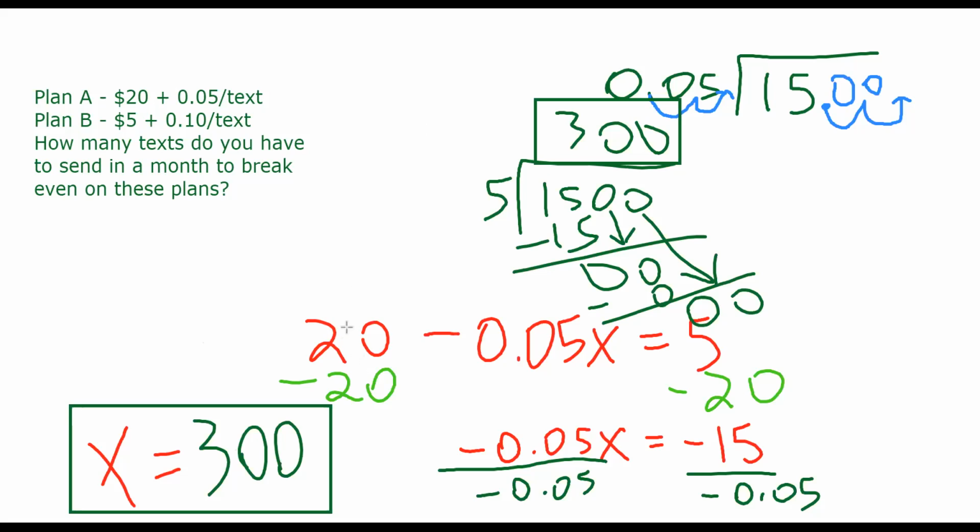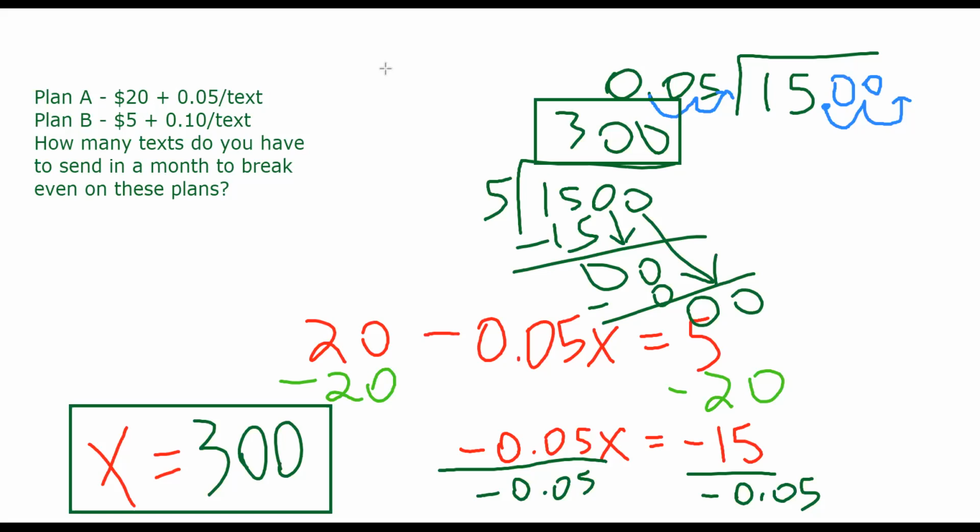But if you send exactly 300 texts in a month, plan A and plan B are going to be the same cost to you, the same total cost. If I choose to send more than 300 in a month, which plan should I go with? I should go with that first one, because after 300, the cost per message is cheaper, so plan A ends up being cheaper in total.